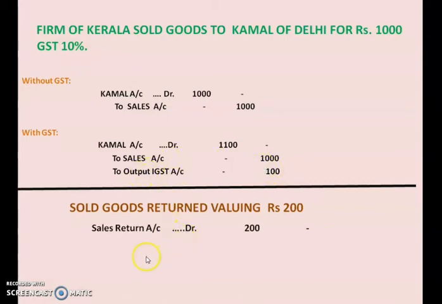And what is the journal entry for returning the goods? Sales return will be debited 200. Output IGST account 20 rupees. To Kamal account 220 rupees. So on 200, if you calculate 10%, you will get 20 rupees. That 20 rupees will be output IGST at the time of returning the goods. Okay, make a total of this and you will get the amount which Kamal has to return, that is, the value of the goods which is returned is 220.